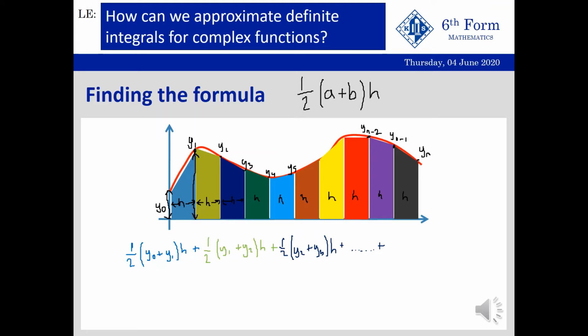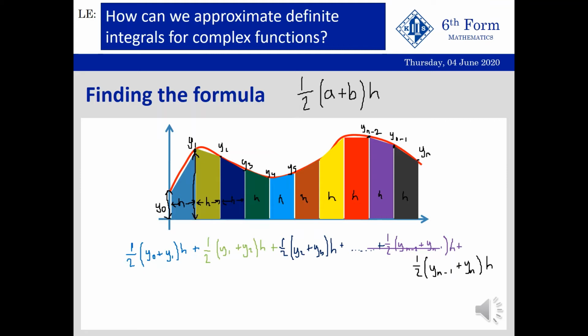So the purple one would need half. We'd have yn minus 2 plus yn minus 1 times by h. And then for the black one, right at the end, I might go underneath to make sure it fits. We'd have a half of yn minus 1 plus yn times by h.